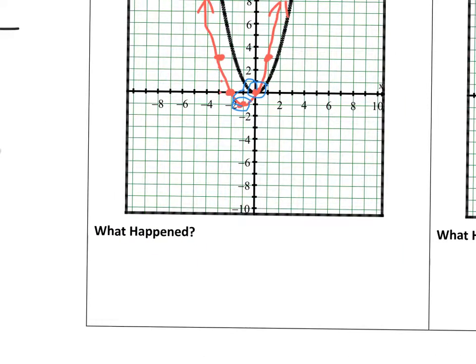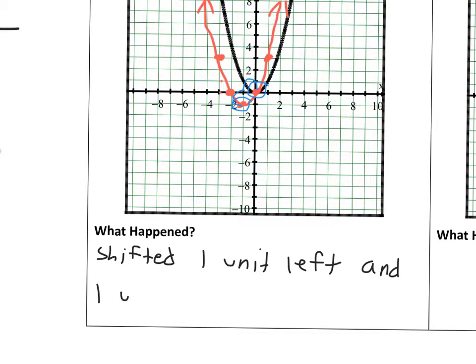Here I'm going to put that the graph shifted, or moved. I want you to get in the habit of saying shifted though, because that's what you're going to be seeing on the explanations and descriptions. So shifted 1 unit left and 1 unit down.